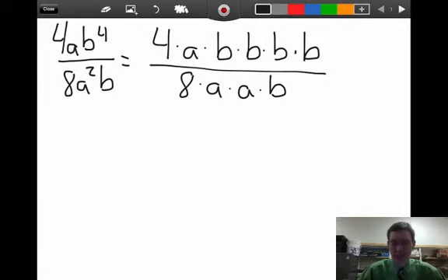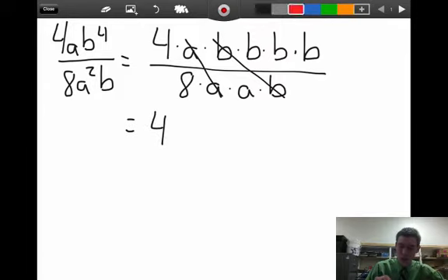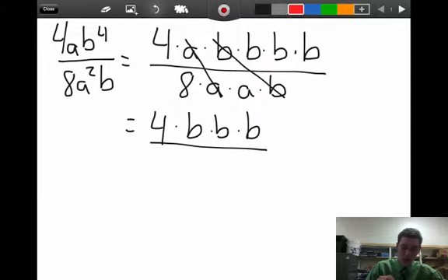But what if I have a problem like this? Well, as with before, I know that a divided by a is just going to be 1, so I can just cancel those. Same with b divided by b is just going to be 1. So I can just cancel those. That leaves me then with 4 up top and 1, 2, 3 b's, and an 8 and an a in the bottom is all. So then I have 8a.